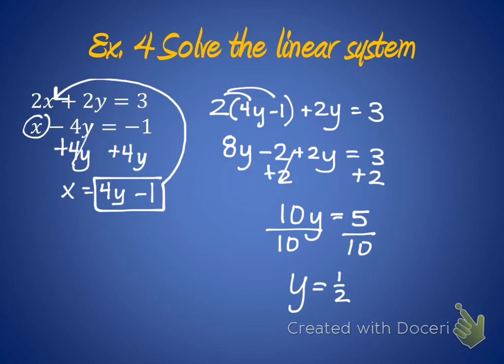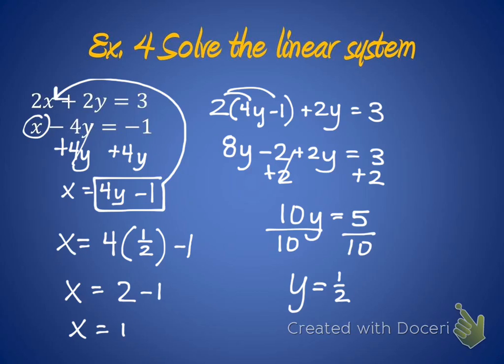That's okay. We can get a fraction. What am I going to do now? How do I find x? Go back to where it says x equals 4y minus 1, and plug in 1/2 for y. Could I have plugged this in for any of the equations and y? Yeah, it would work. What's 4 times 1/2? 2. 2 minus 1 is 1. So my ordered pair is 1, 1/2, and that is your answer.